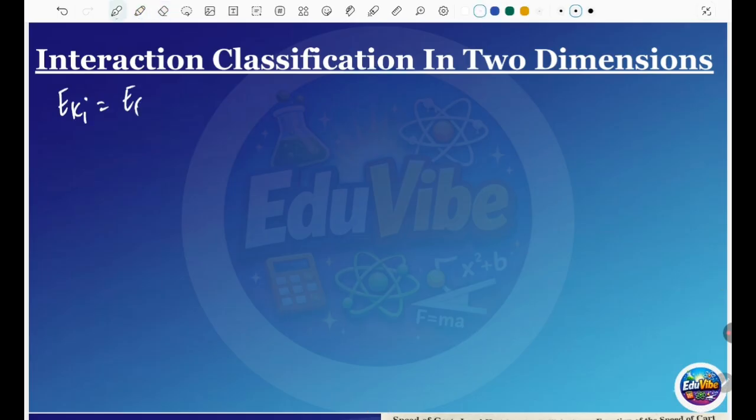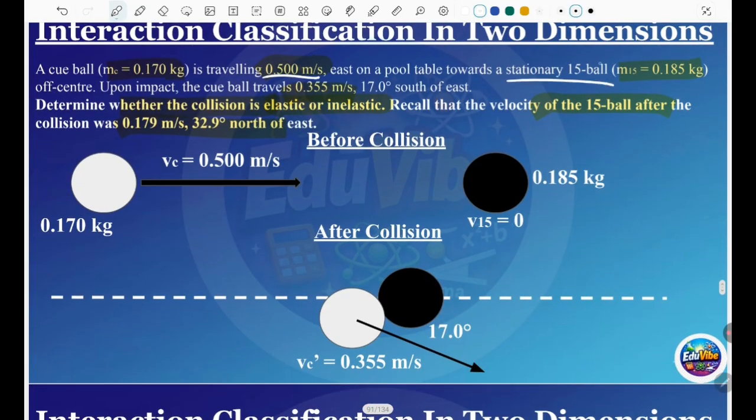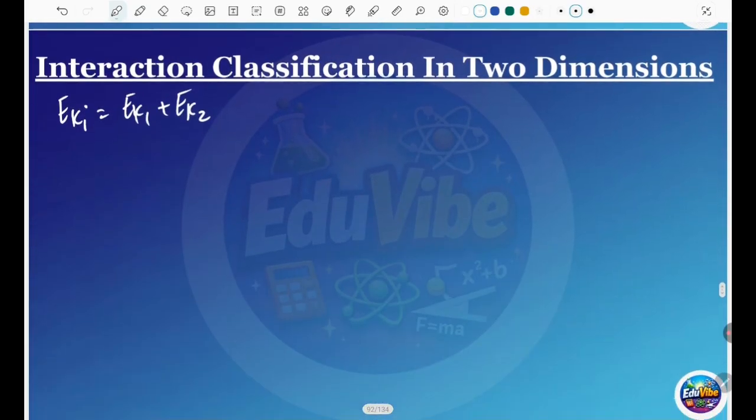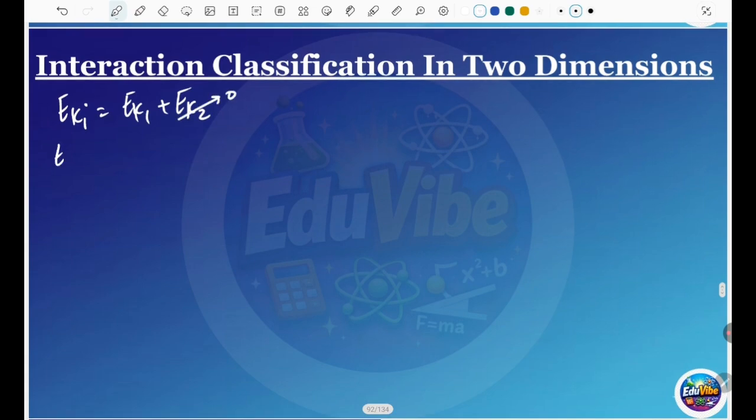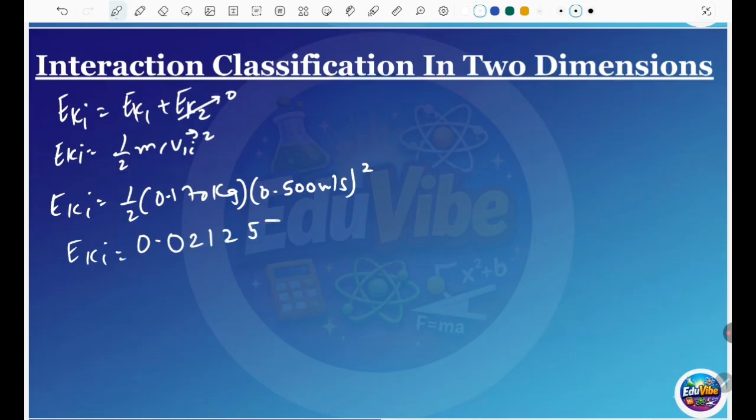Eki is equal to Ek1 plus Ek2. Initially we have the cue ball, but the other ball is stationary initially, so its kinetic energy goes to 0, and we only have Eki equal to half m1 v1i squared. For this, the mass is 0.170 kg, and we have a velocity of 0.500 meters per second. So we get Eki of about 0.02125 joules.